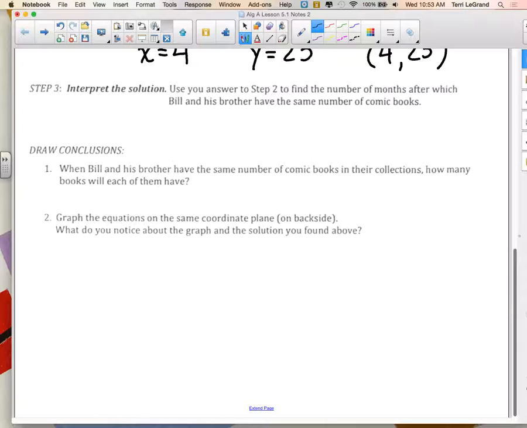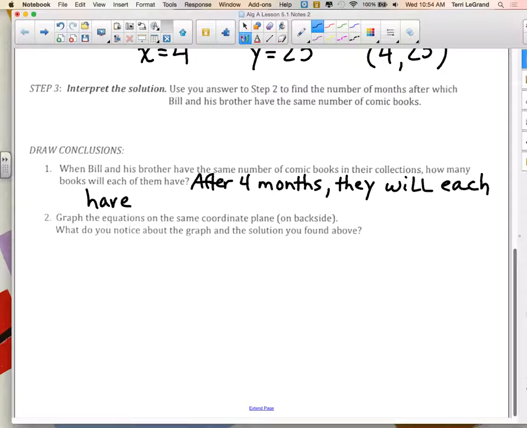So let's write that. After 4 months, they will each have, and we're going to make this into one sentence because there's one more question. How many books will each of them have? 23. They will each have 23 comic books. After 4 months, they will each have 23 comic books.